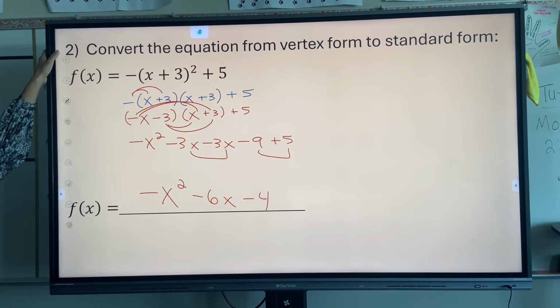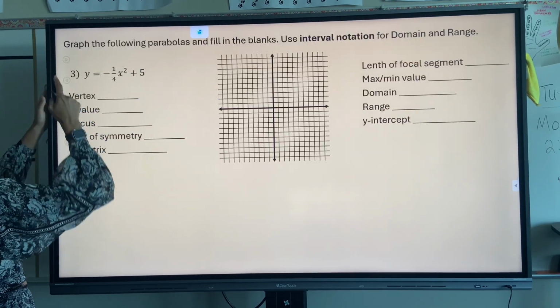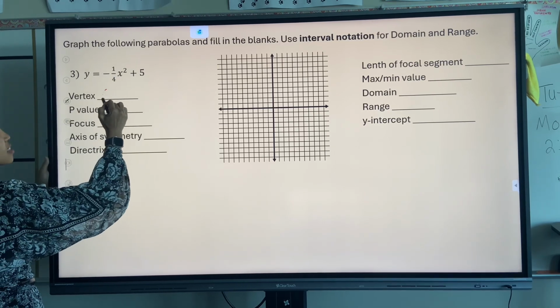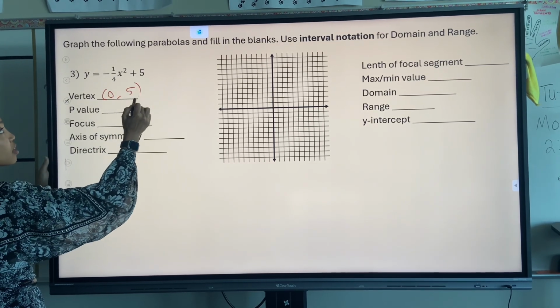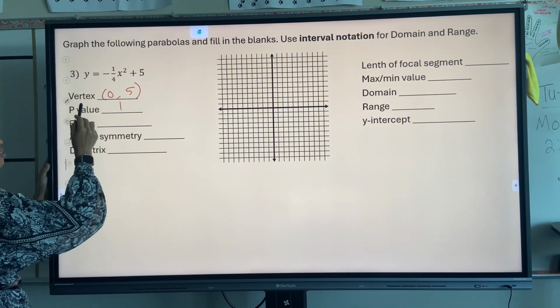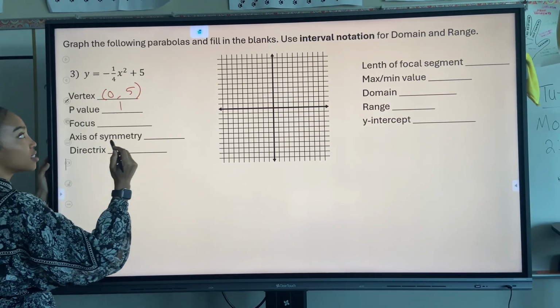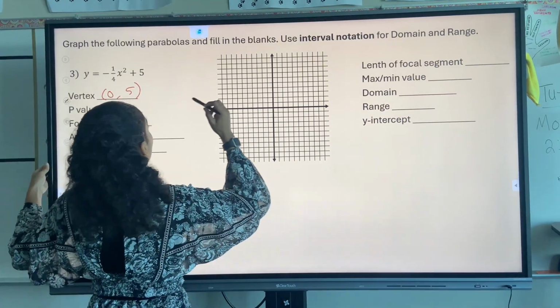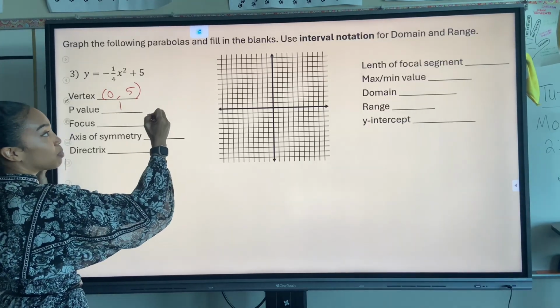Can we move on? Next one. Number 3. Your vertex is 0, 5. Your p-value is 1, not a negative 1, because the p-value represents distance. So distance should always be positive. If any of these are wrong, put an X at the blank.